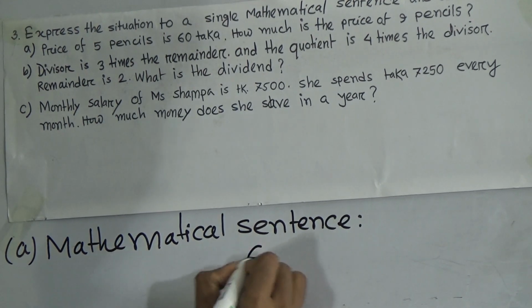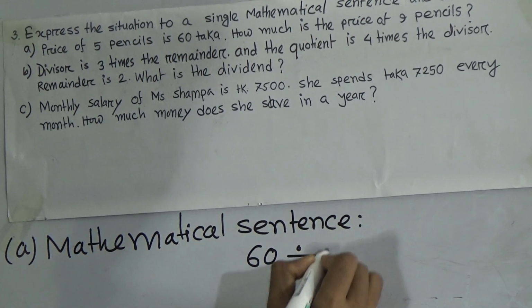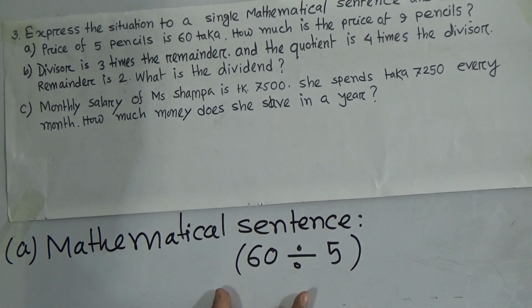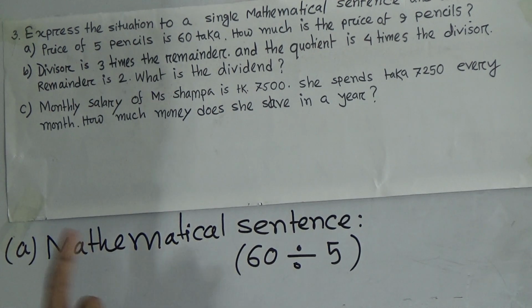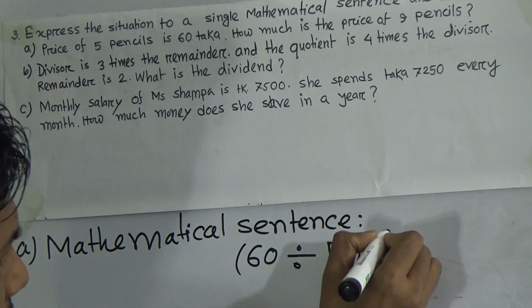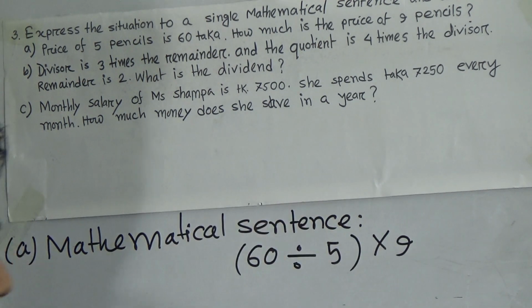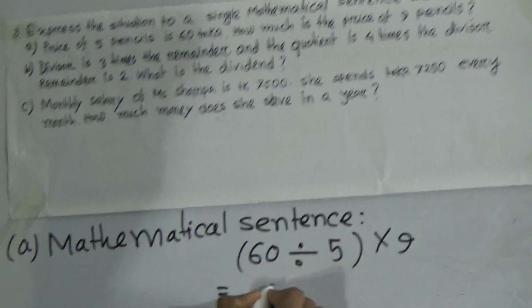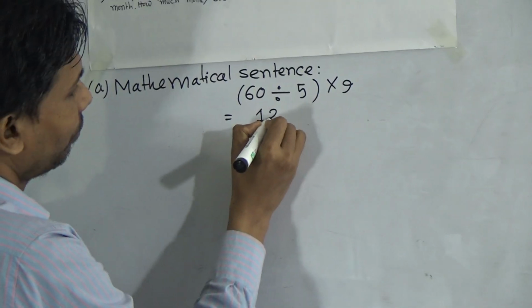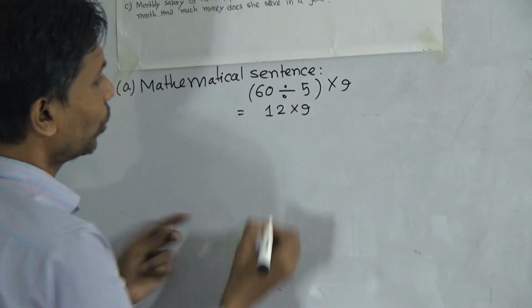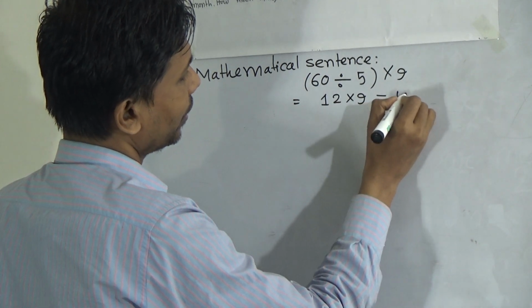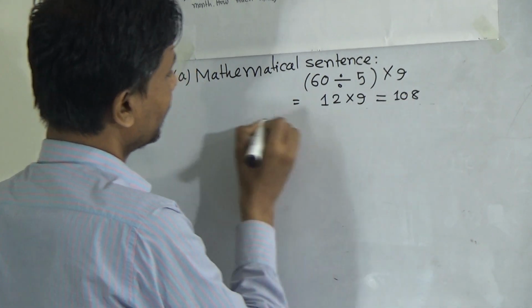Look, 60 divided by 5. Then you get the price of 1 pencil. And similarly, you have to determine the price of 9 pencils, so you have to multiply. Okay, this is the mathematical sentence. Now we have to solve. Look, 60 divided by 5, you got what? We know it is 12. Then 12 nines are what? 12 nines are 108. Okay, this is the answer.